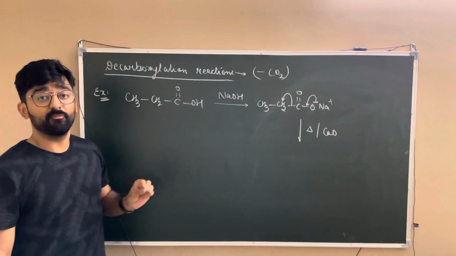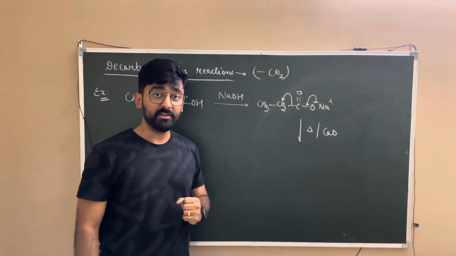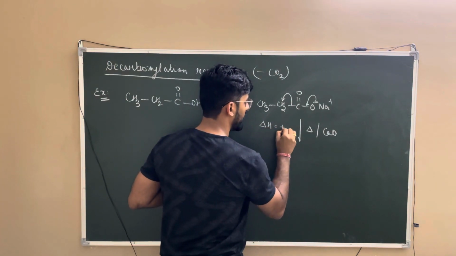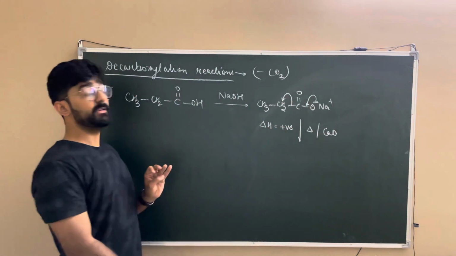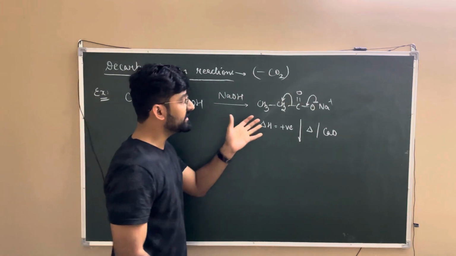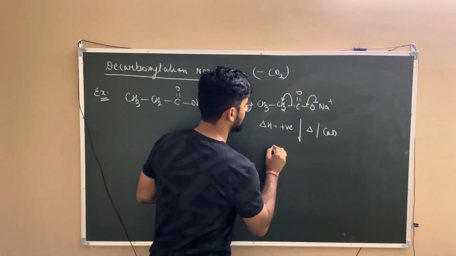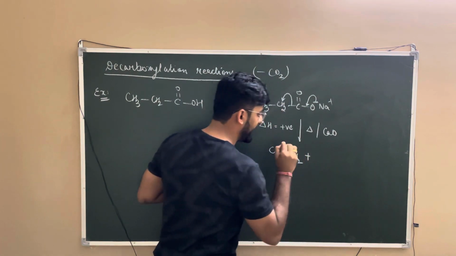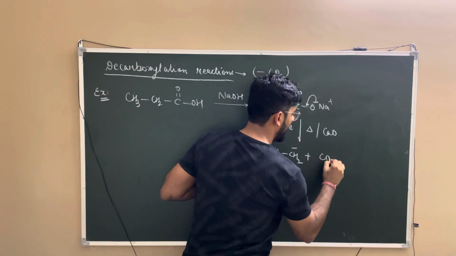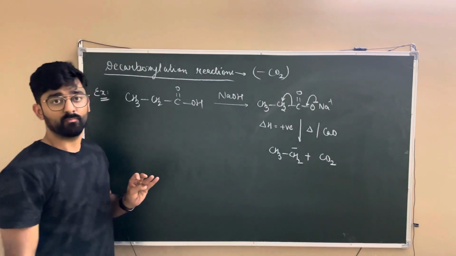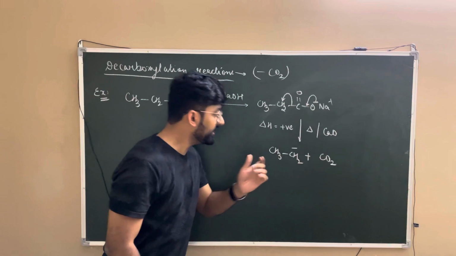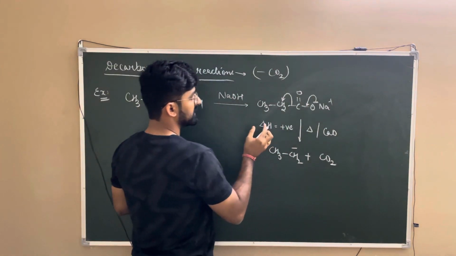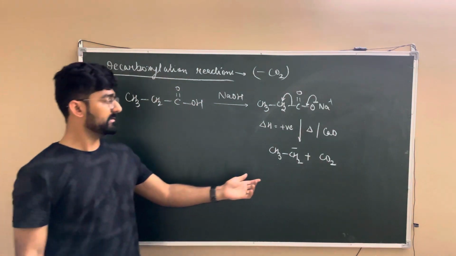So this step will require a very large amount of energy, and therefore we can say that delta H for this reaction would be positive, would be highly positive. But still this reaction takes place. Why is it so? CH3CH2 negative, this carbanion will be formed, and along with that CO2 will be released. Now this carbanion is formed in the process, and why does this happen? Even after so much energy requirement, why does this product form?